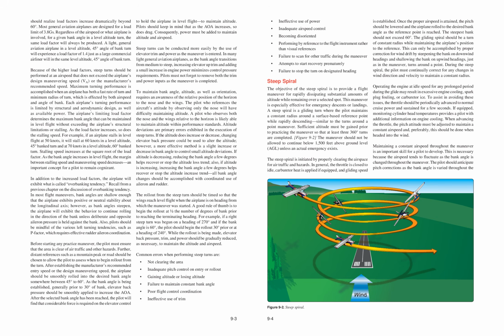Each airplane's turning performance is limited by structural and aerodynamic design, as well as available power. The airplane's limiting load factor determines the maximum bank angle that can be maintained in level flight without exceeding the airplane's structural limitations or stalling. As the load factor increases, so does the stalling speed. For example, if an airplane stalls in level flight at 50 knots, it will stall at 60 knots in a level altitude, 45 degrees bank turn, and at 70 knots in a level altitude, 60 degrees bank turn.